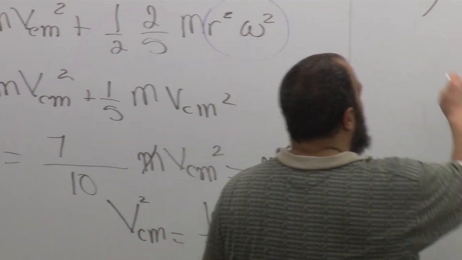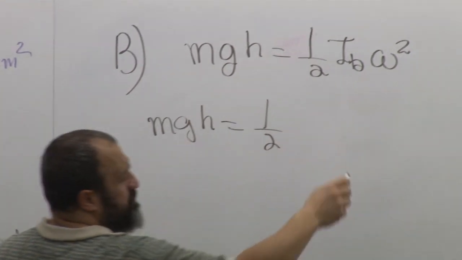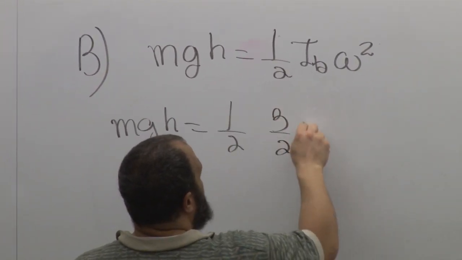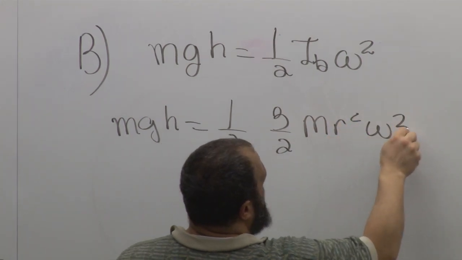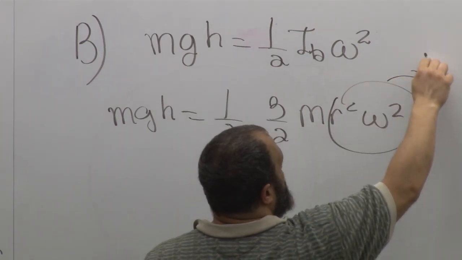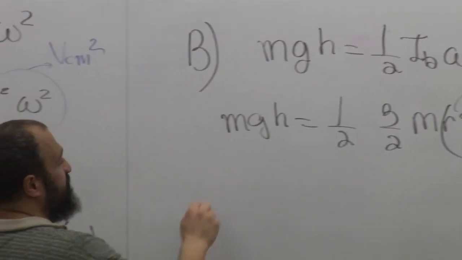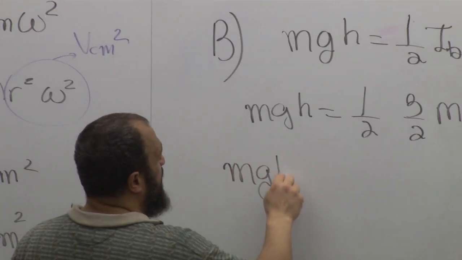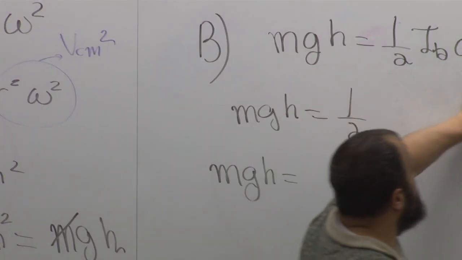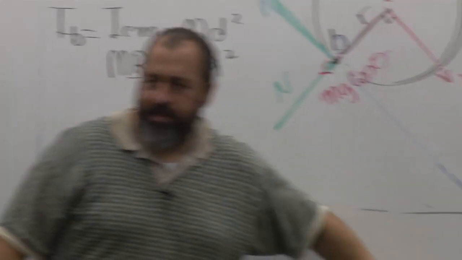Now, mgh then equals 1/2. What is I about B? We did that just a second ago. 3/2 mr squared omega squared. Okay? Oh no, hold on. I apologize. I was thinking of something else, so erase all that, please.